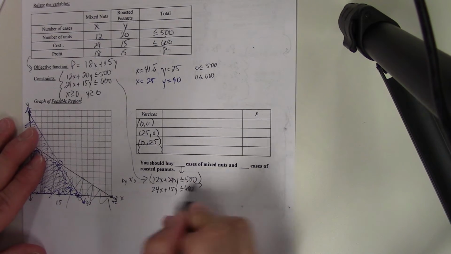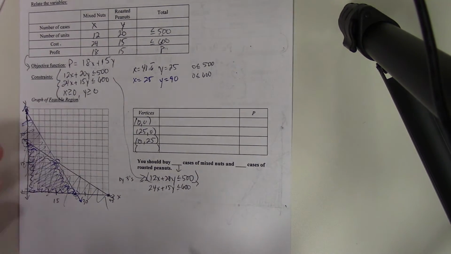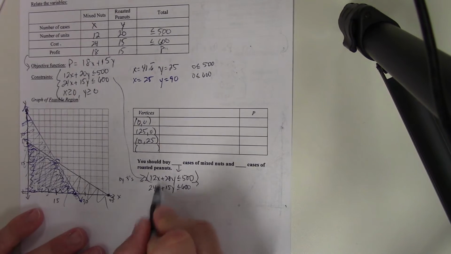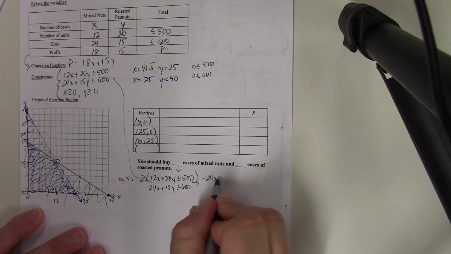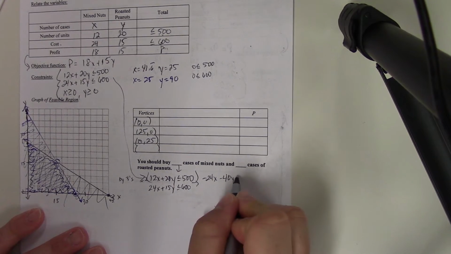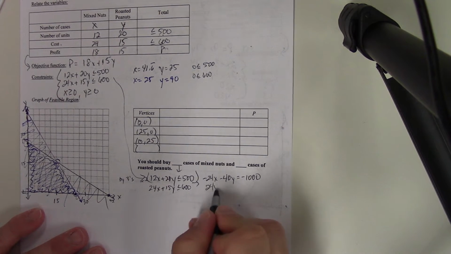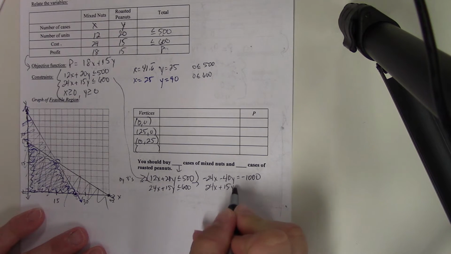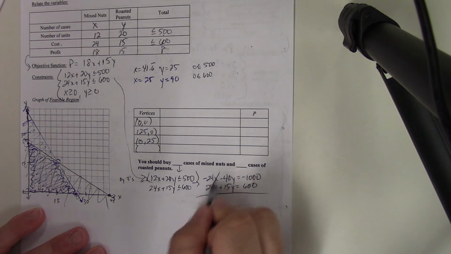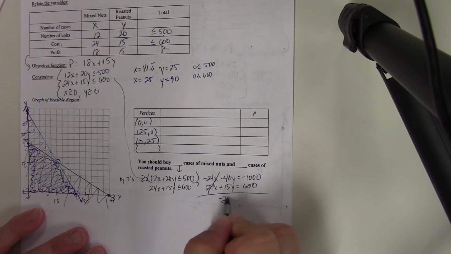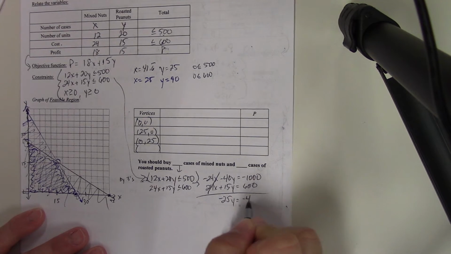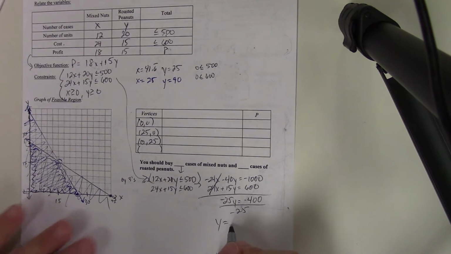Okay, I'm going to times this line by -2, like we did with elimination. This is why we did all those things, to get the x's to cancel. So I get -24x minus 40y equals -1000. Again, the equal sign doesn't matter anymore. We're just trying to solve for this point. Those cancel. That gives me -25y equals -400. And y, well, is 16.